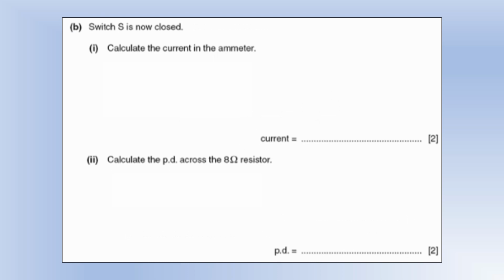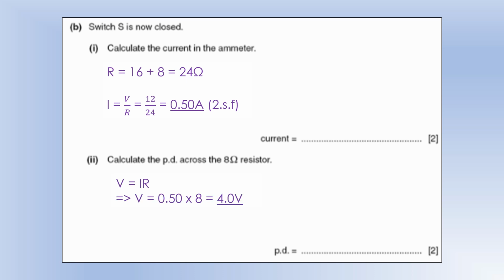The switch is now closed. Calculate the current. So first of all, we need to work out the total resistance, 24. Once we've done that, we can use I equals V over R to figure out the current in the circuit. And then calculate the PD across the 8 ohm. Well, now we know the current, we can just multiply it by the resistance to get the potential difference. Or we could have used a potential divider equation if we wanted to. That would work too.